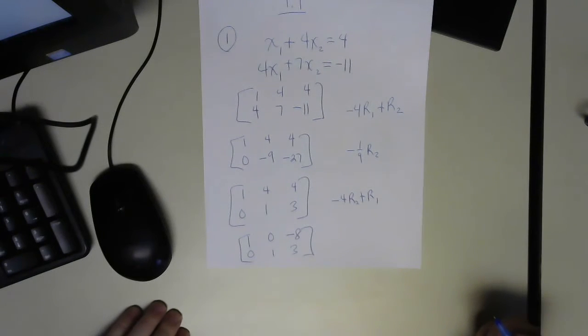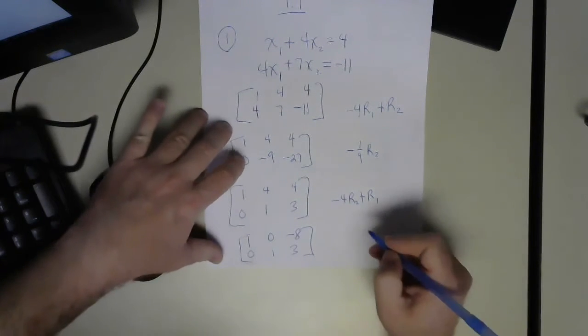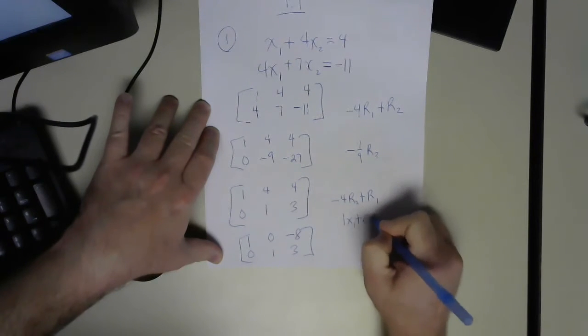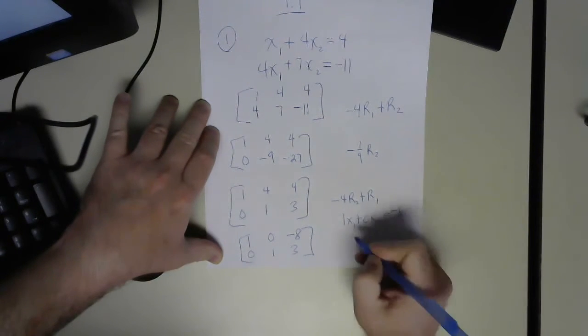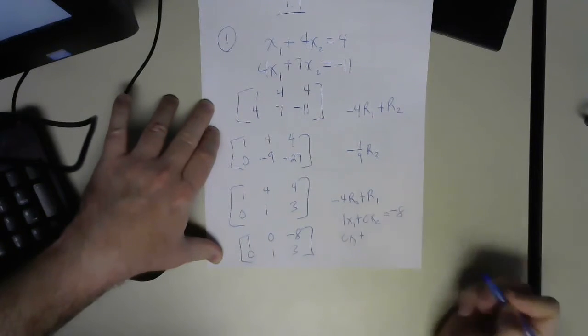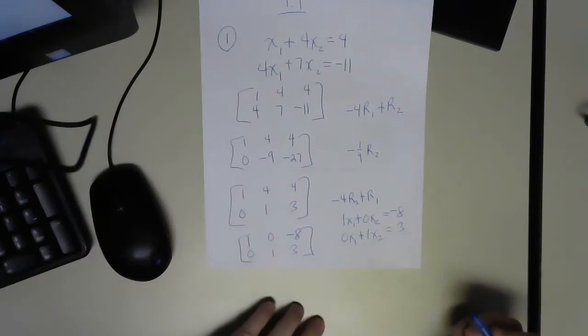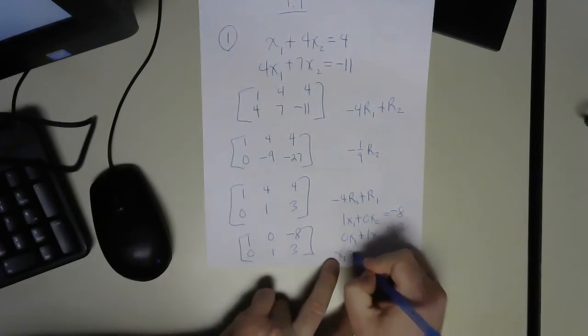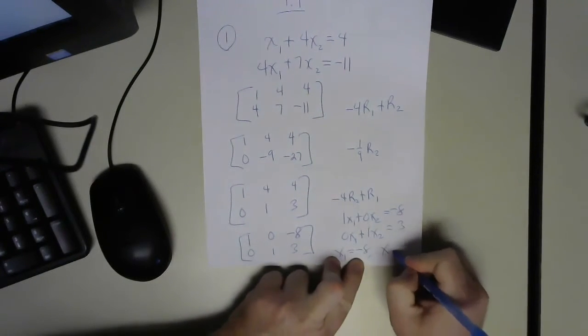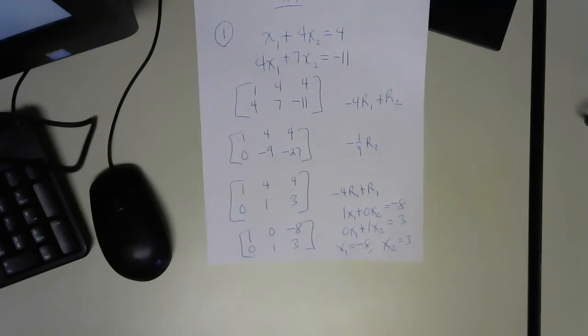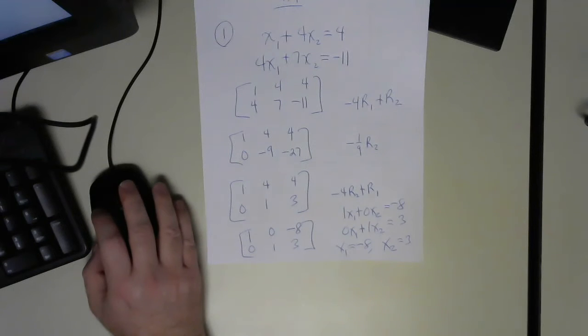Okay, so that is in reduced echelon form. This is essentially the same as the system 1x1 plus 0x2 equals -8, and 0x1 plus 1x2 equals 3. So clearly x1 is equal to -8 and x2 is equal to 3. That's the solution of the system. That's certainly one way to solve a system.